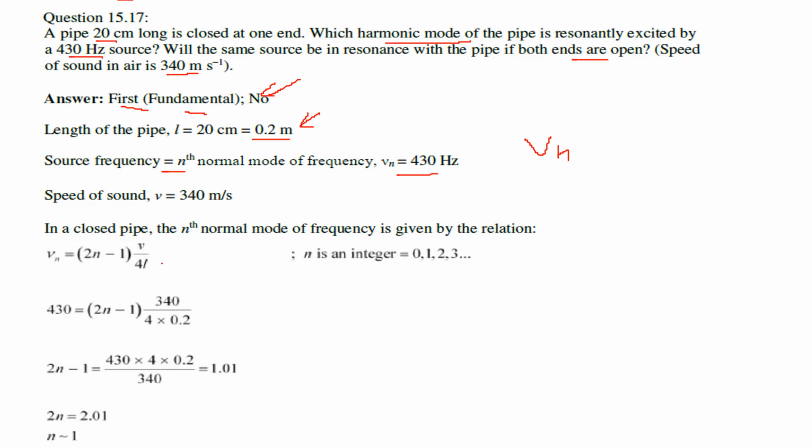Now in a closed pipe, we know that the nth normal mode of frequency is given by a relationship: nu n equals (2n minus 1) v by 4L. This equation we know. Nu n, as I said, we took as 430. 2n minus 1, let it be like this. v is our speed, 340, and 4 is 4. Length is 0.2 meter. Put it here. We have to find n. I hope you'll be able to find n. n comes to be 1, or near about 1.